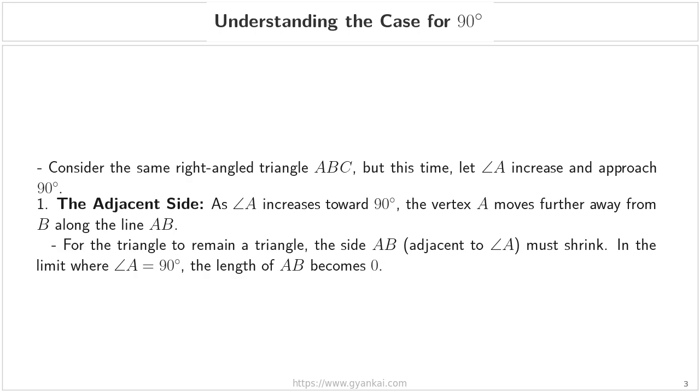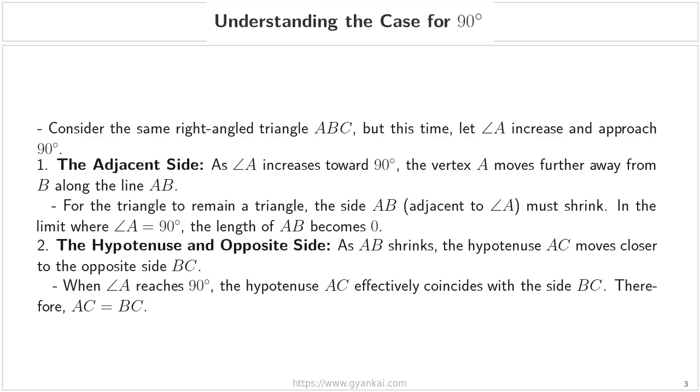Let's break this down step by step to see how the sides react. First, let's look at the adjacent side. As angle A increases toward 90 degrees, the vertex A actually moves further away from B along the line OB. Now, for this to still function as a triangle, the side OB, which is the side adjacent to angle A, must start to shrink. In this limiting case, where angle A reaches exactly 90 degrees, the length of side OB effectively becomes 0.